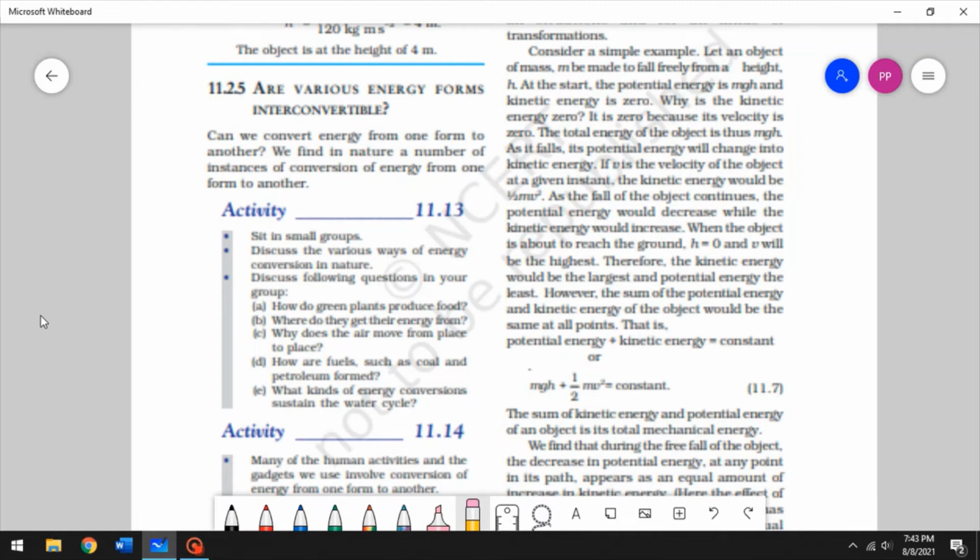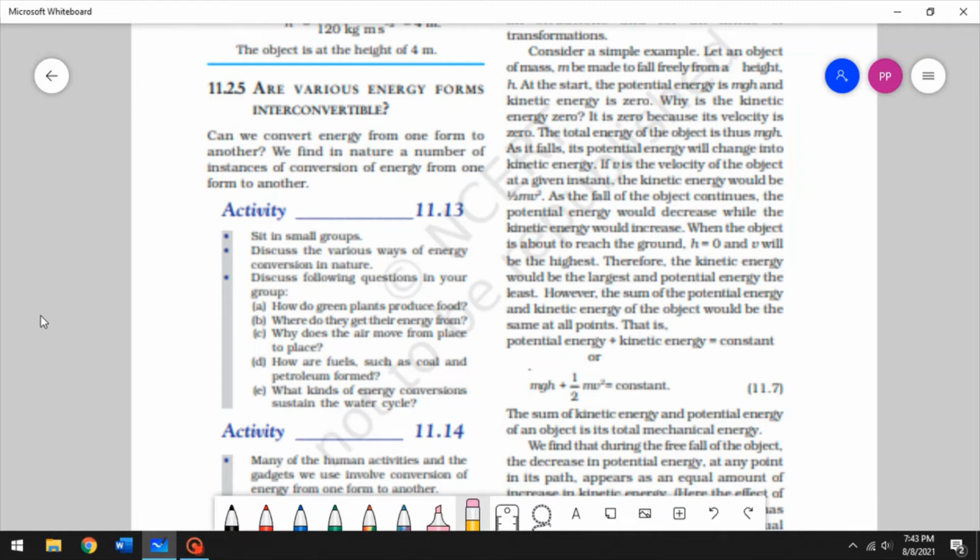I want you to think about water. Water being stored in a dam, and then that water being released from a height onto a turbine, and that turbine turning to produce electricity. Did we change from one form of energy to another? Yes, we did, because we converted hydro energy present in water into electrical energy, right?